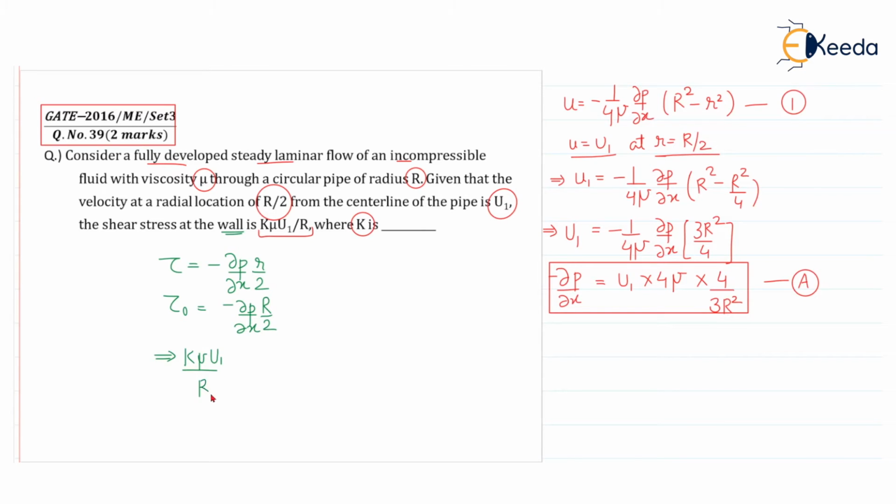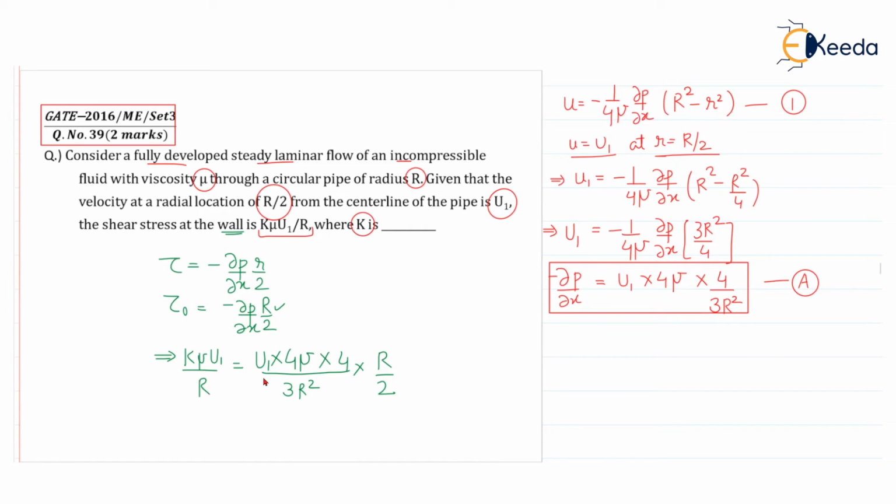This is the value for the wall shear stress, equal to minus dou p by dou x. So minus dou p by dou x, this value you can put here: from equation A, u1 into 4 mu into 4 by 3R square into R by 2, correct? So now we can cancel the terms and find out the final answer.